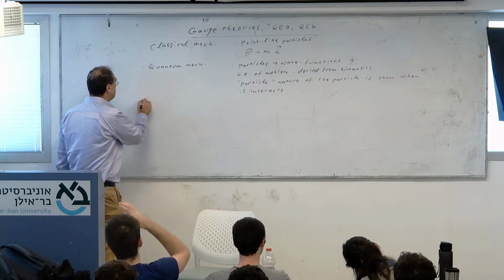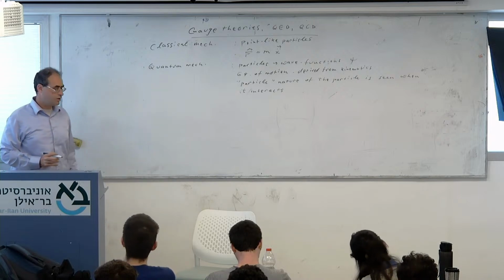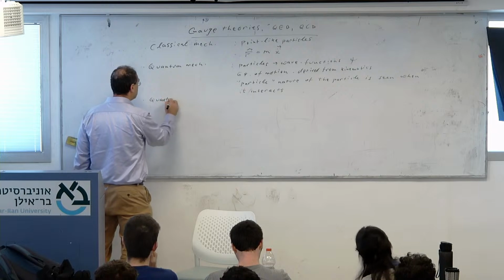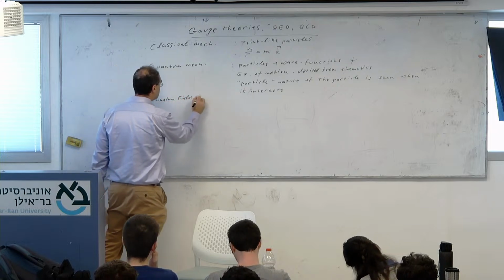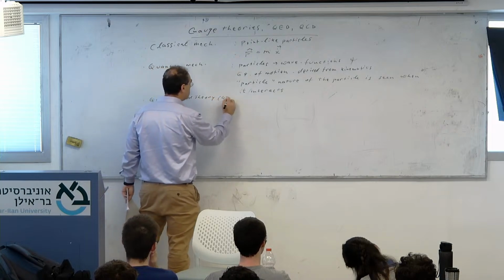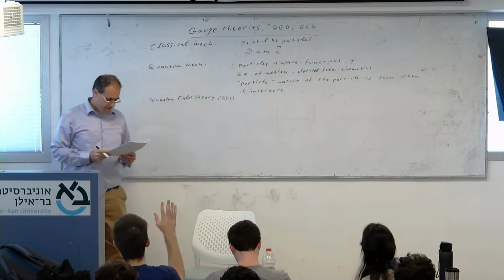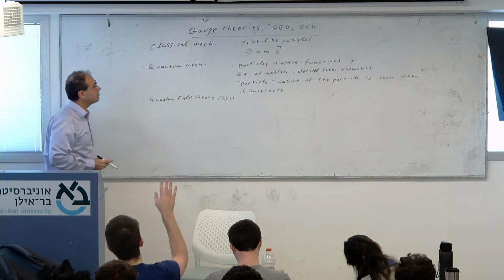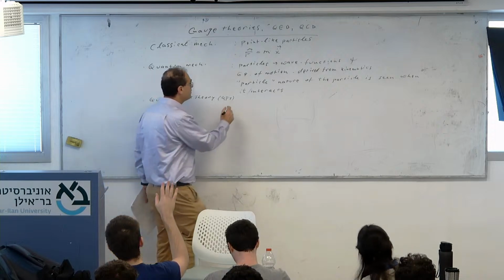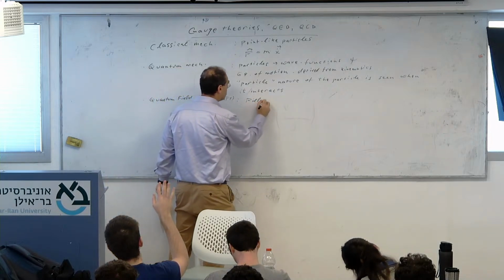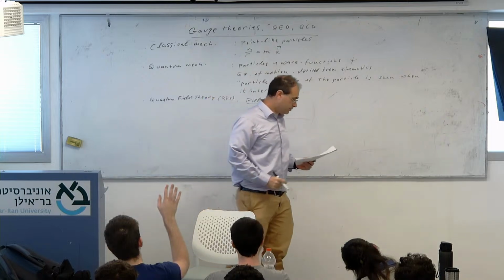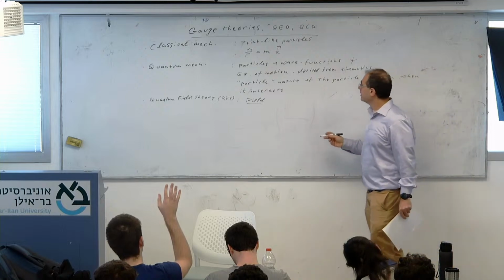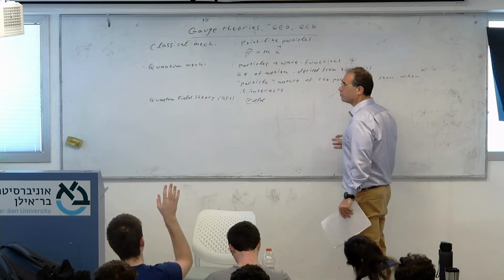The third level, which is really the level that we are working on, is called quantum field theory. And then the basic entity is not a particle anymore, but now is the field, which again fulfills a certain differential equation.